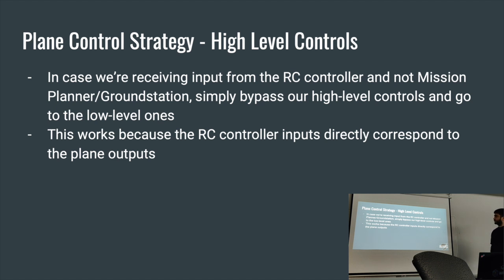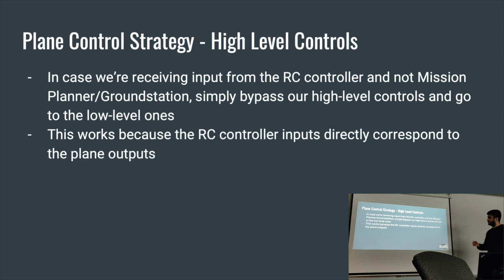In case we're receiving input from the RC controller and mission planner, we'll simply bypass our high-level controls and just go to the low-level ones that I'll talk about in a bit, right? If we're not actually receiving an altitude and radius, because recall that the RC controller gives us a desired roll, pitch, yaw, and throttle, we don't actually need our high-level control system. We already have everything we need here to control the plane, right? So this is just a technicality, depending on your implementation.